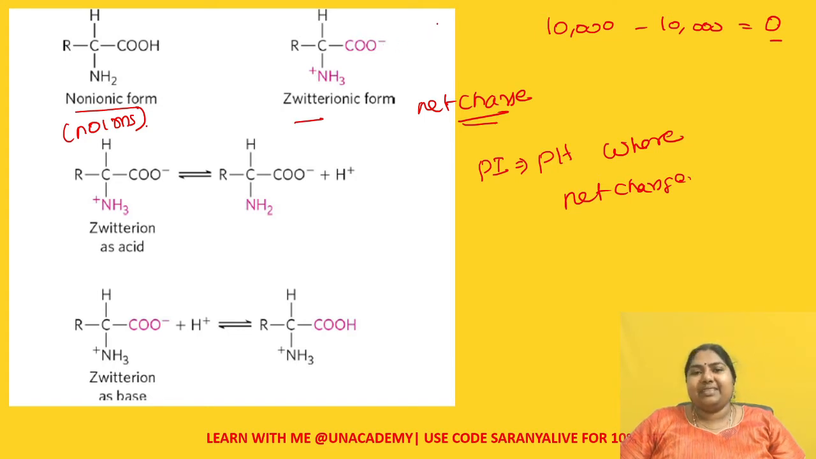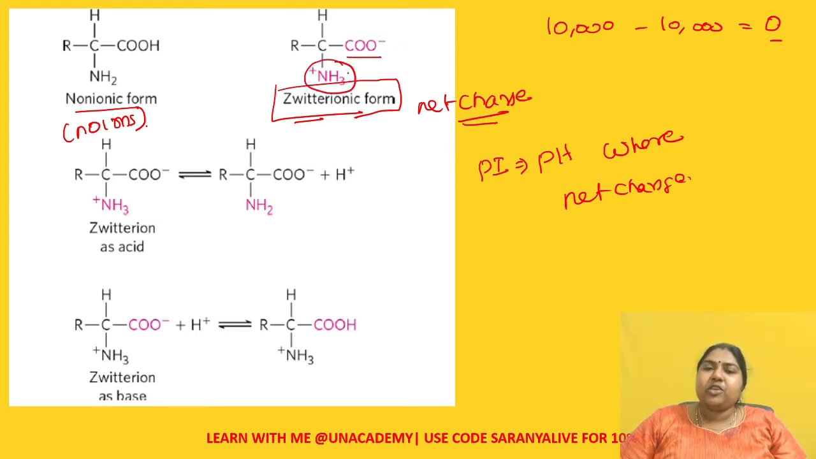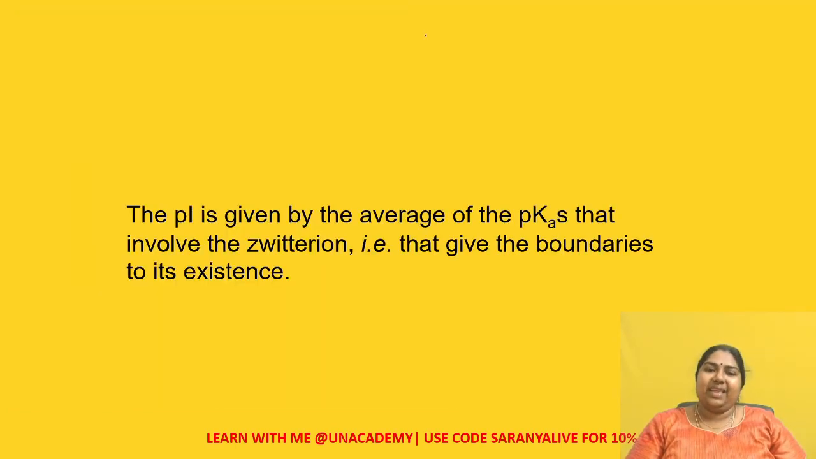Why am I saying this? Because if you put this into a very different pH, the charge is going to change. So you cannot call it a non-ionic form, but you use a specific term called the Zwitter-ionic form. Here, the COO gives you a negative charge, and the amino group gives you a positive charge. Both cancel together, so the net charge becomes 0. The pH at which your amino acid attains this stage is called the Pi. Clear?